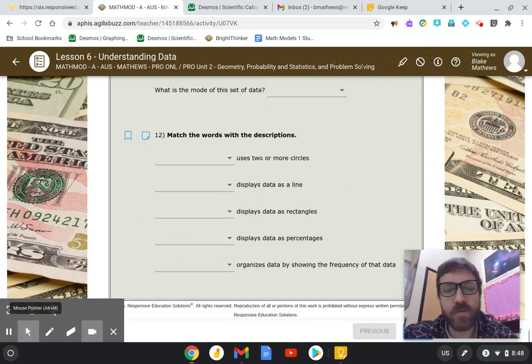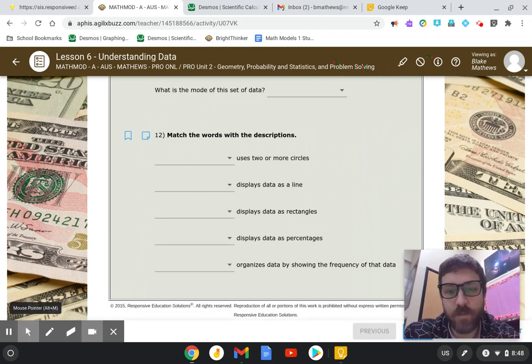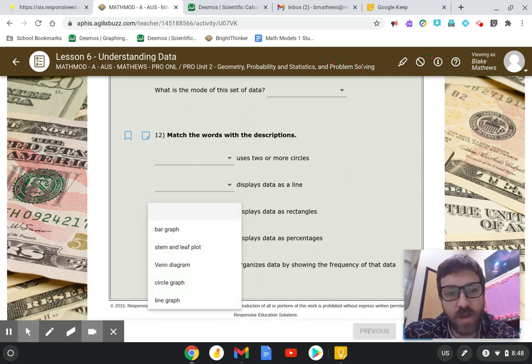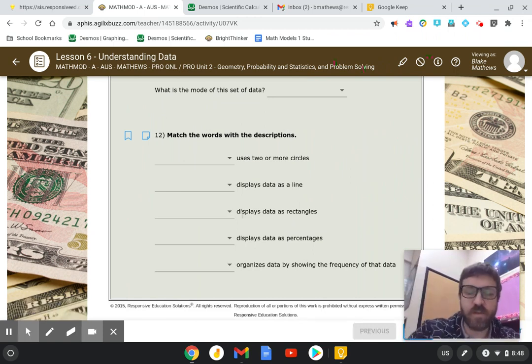And then number 12, you have just definitions. So what type of chart or graph shows this type of data? So you're going to just use the definitions from above. All right, that's it for lesson 6.